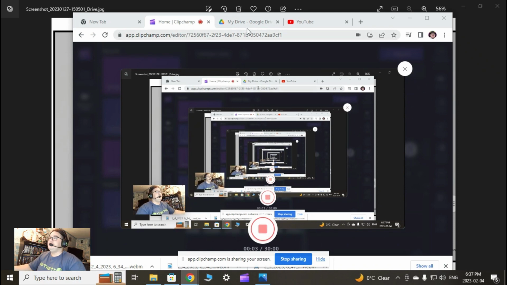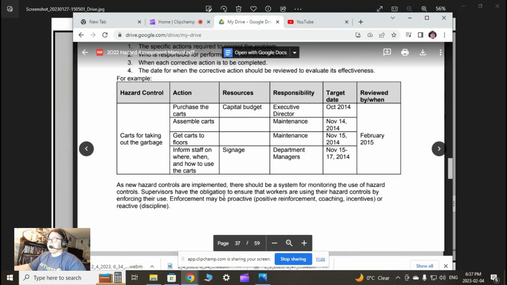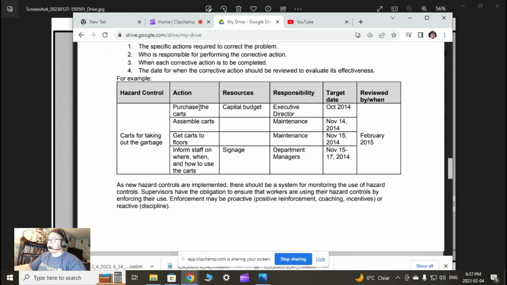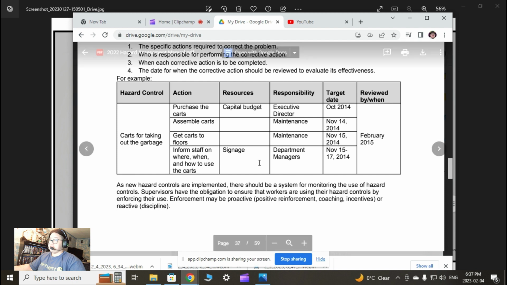All right, folks, let's go to my drive right here. This is what a hazard control action plan looks like. So you have good hazard control, carts for taking out the garbage. What are the actions? Purchase the carts, assemble the carts, get carts to the floor, inform staff on where and when and how to use the carts.